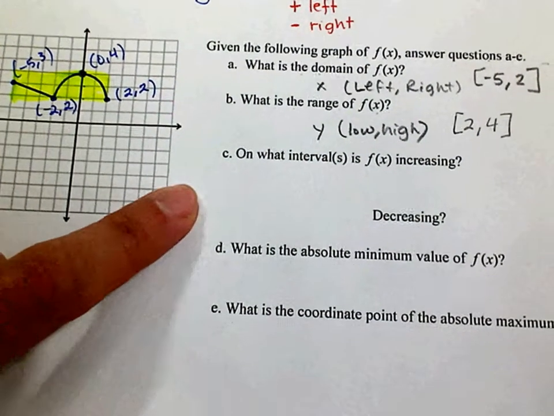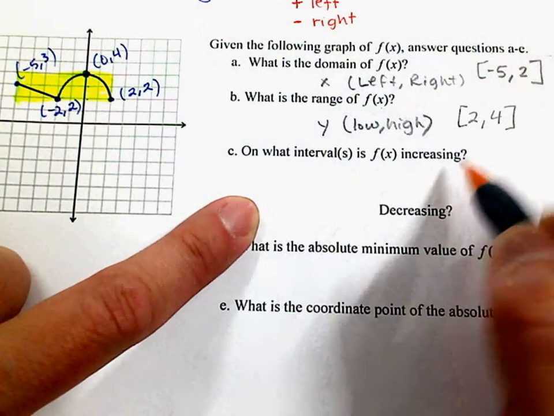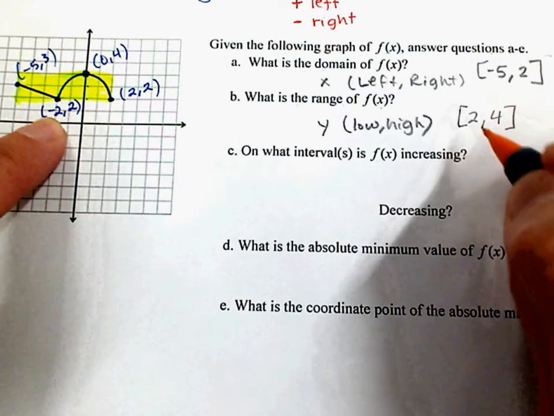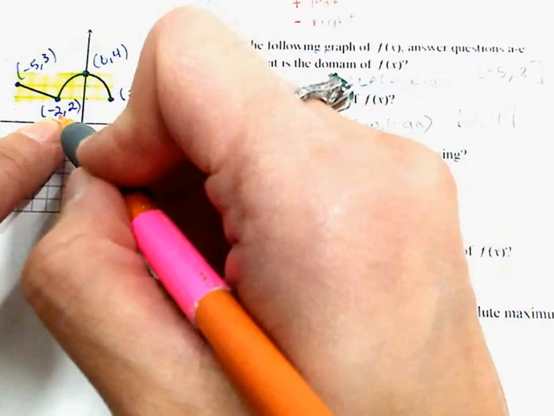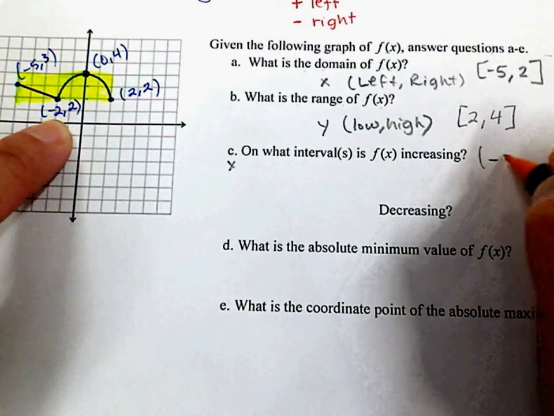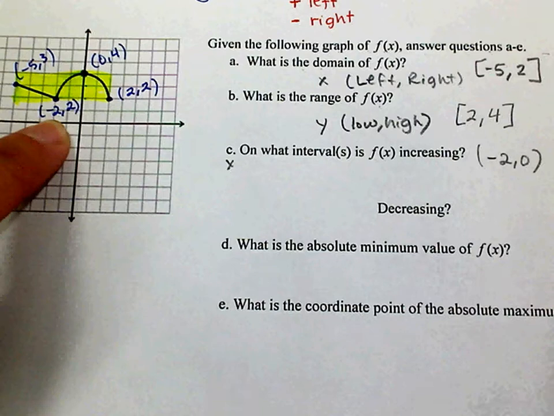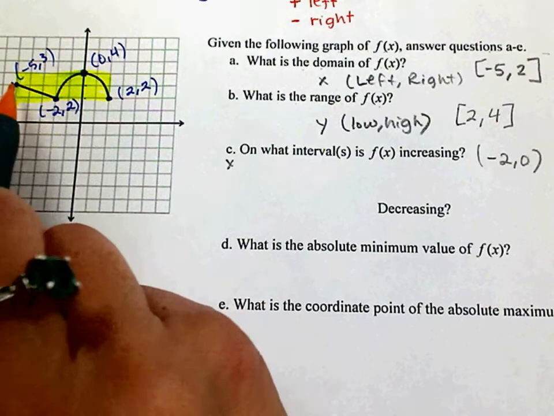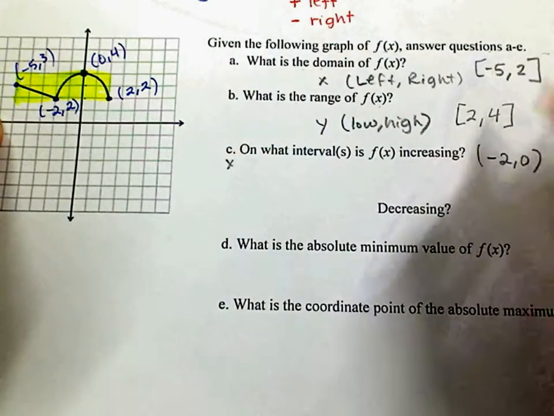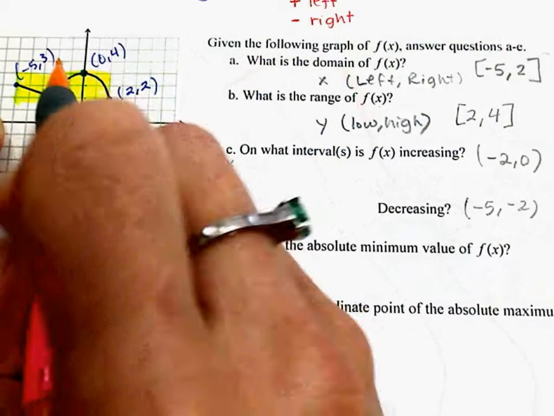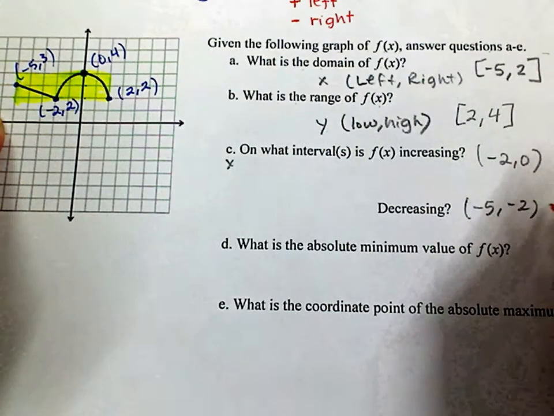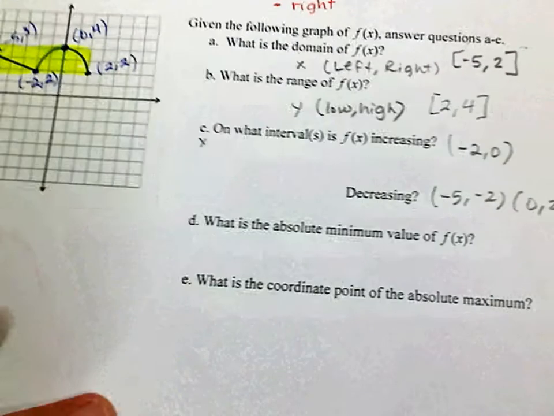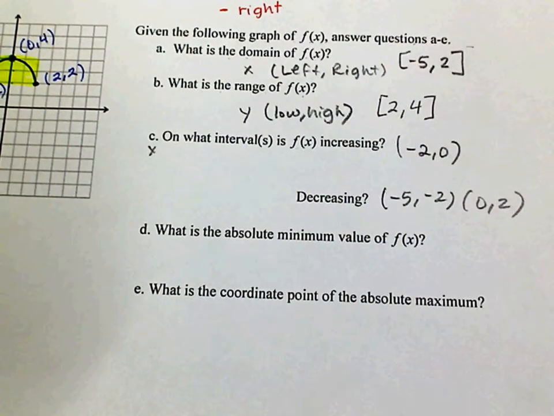Letter C. What interval is increasing? Okay? It goes, and this is always your x value. So I start going up from negative 2, stopping at 0. And it's always parentheses. This is the only place that you might have a bracket. Decreasing. Decreasing is from negative 5 to negative 2. And also from 0 to 2. Kind of like what you guys been doing, right? Except this is just a different kind of graph, okay?